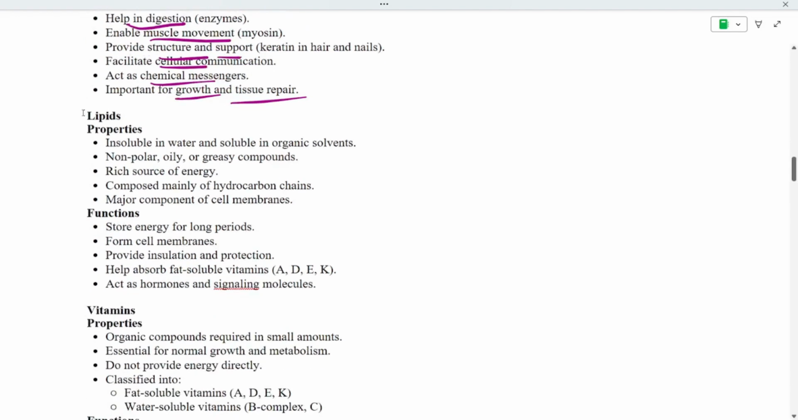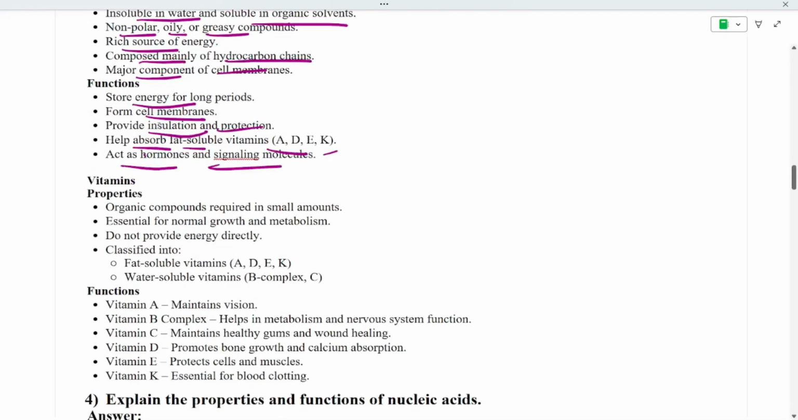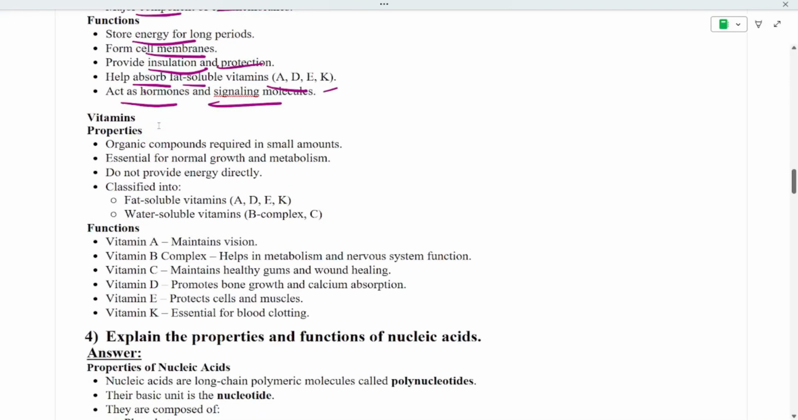Next is about the lipids. Lipids are insoluble in water and soluble in organic solvents. Okay, they are non-polar, oily, greasy compounds and a rich source of energy. The primary source is carbohydrates, and this is the rich source. Next, they are composed mainly of hydrocarbon chains, and are a major component of the cell membrane. Okay, next, they store energy, form the cell membrane, and provide insulation and protection. They help absorb vitamins A, D, E, K and act as hormones and signaling molecules. You can go through this as it is a bit theory. I am just explaining what it contains.